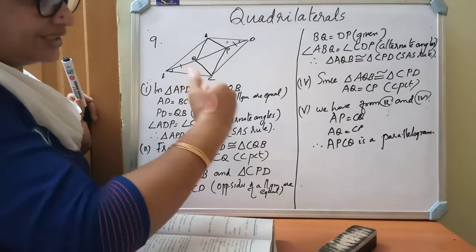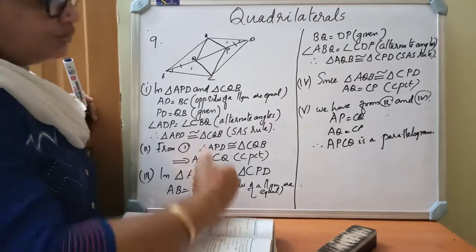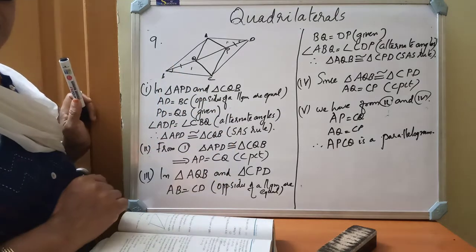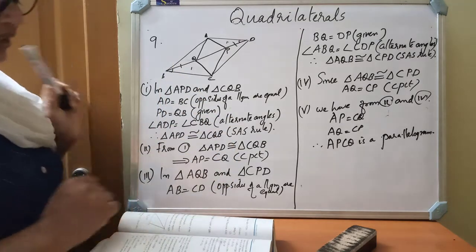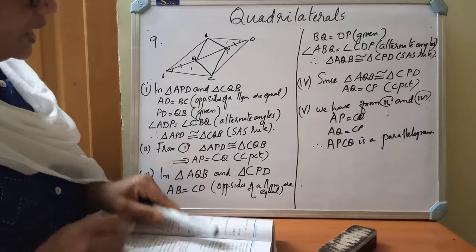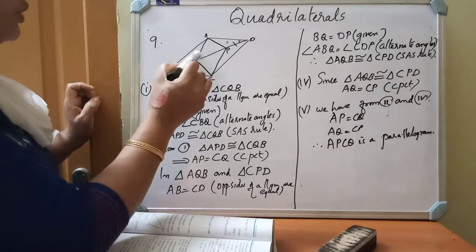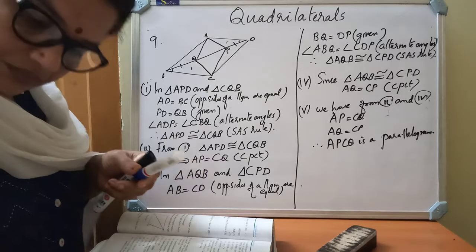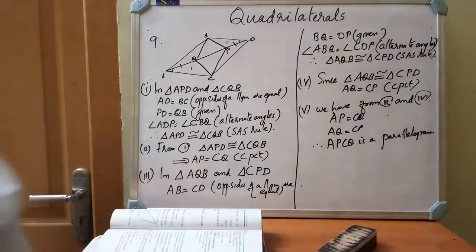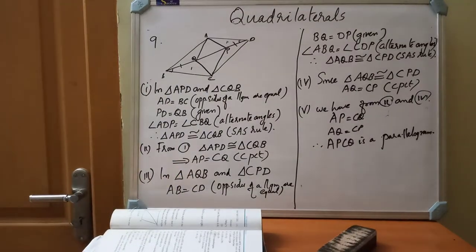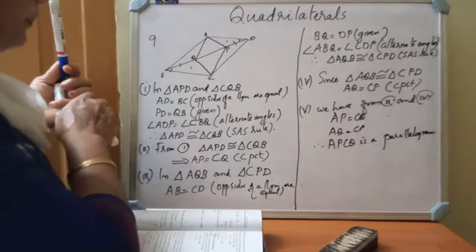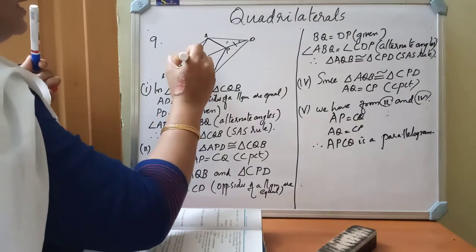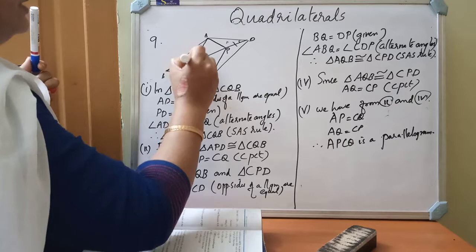Then see the third question. So each question is interrelated here. So very easy questions only. That is why I have written and explained each one separately. The third question, you see triangle AQB, this triangle. Triangle AQB and triangle CPD. Second pair we are considering.